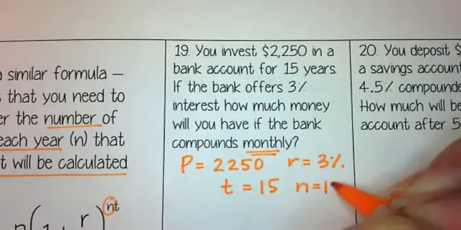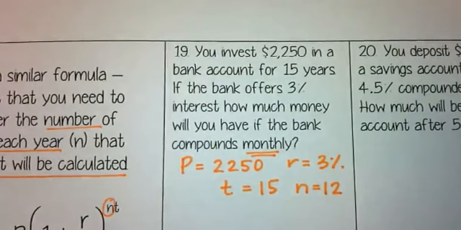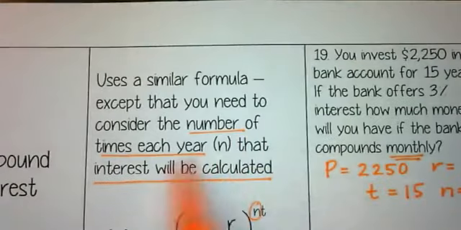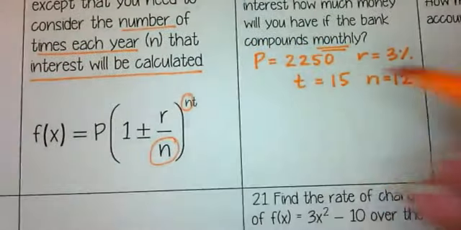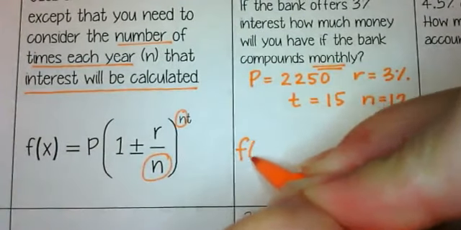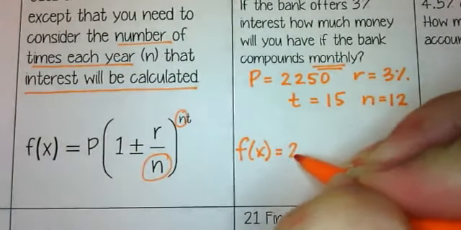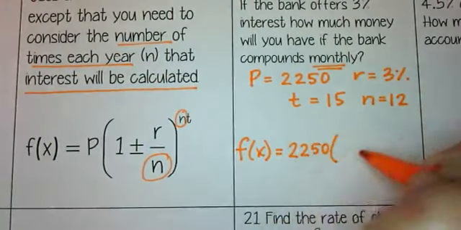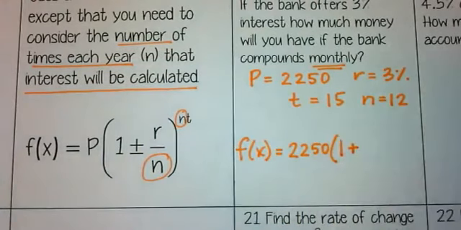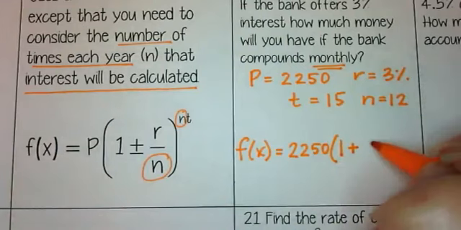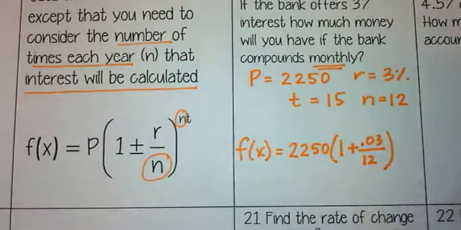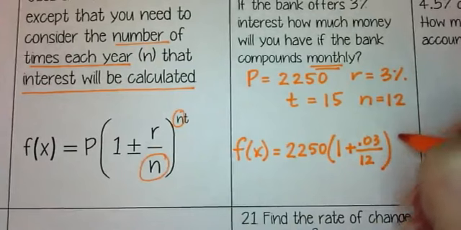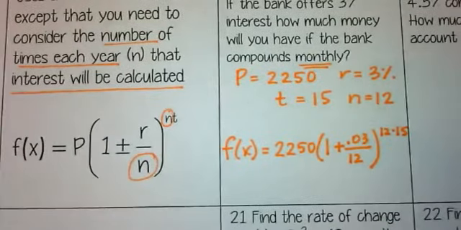That means that the n is 12, because monthly occurs 12 times a year. So remember, it's the number of times each year. So monthly would be 12. So now we're just going to use our formula here. So f of x is $2,250 times 1 plus, because we're making money, 3% would be 0.03 over 12. And then 15 years, 12 months in a year. So that's going to be our exponent.